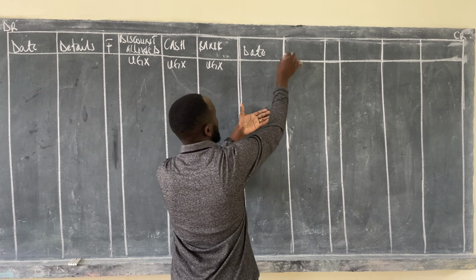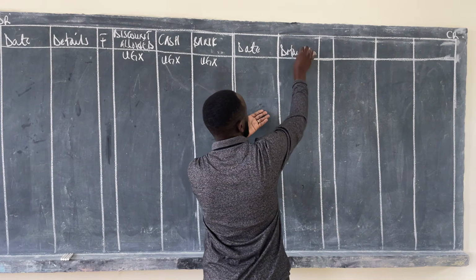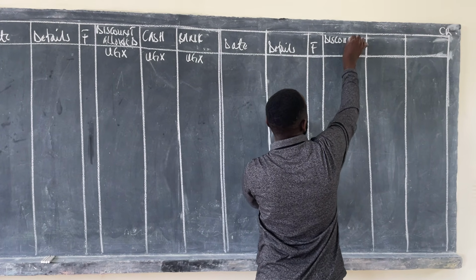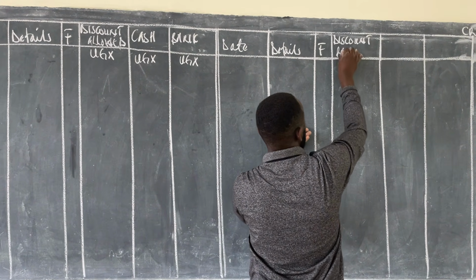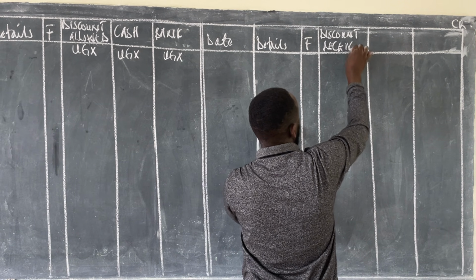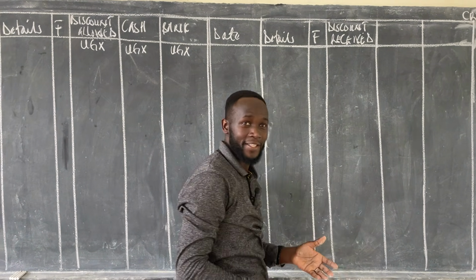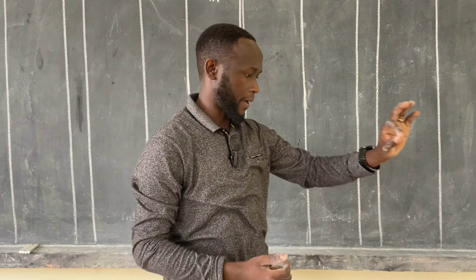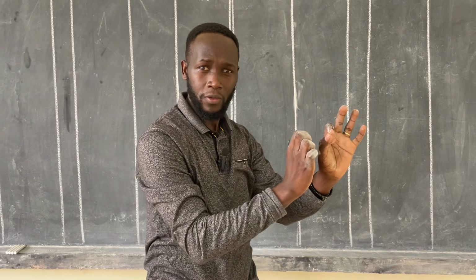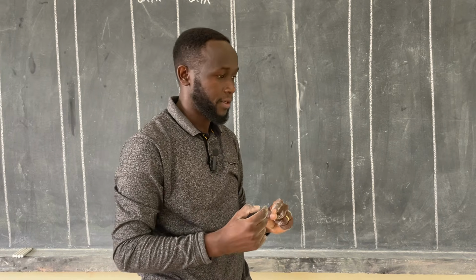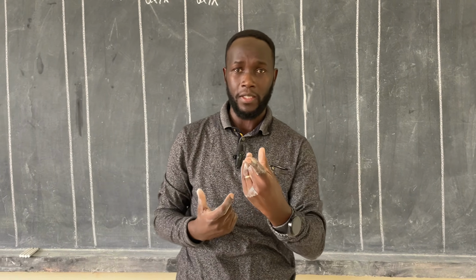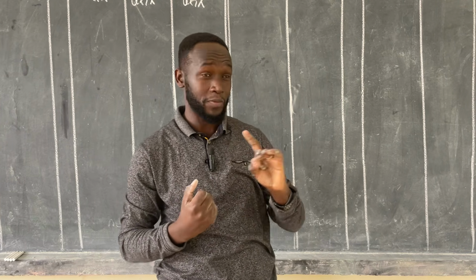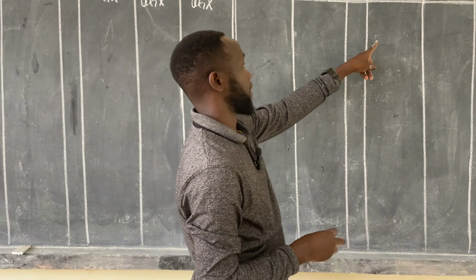You have date, details, folio, discount received. Why discount received this side? It is because you only receive a discount after making an expenditure. You buy something, now they give you a deduction of what you were supposed to pay, and if they give you a discount, you will appreciate and say, wow, I've received a reduction on the amount I was meant to pay previously. That's why we put it here.